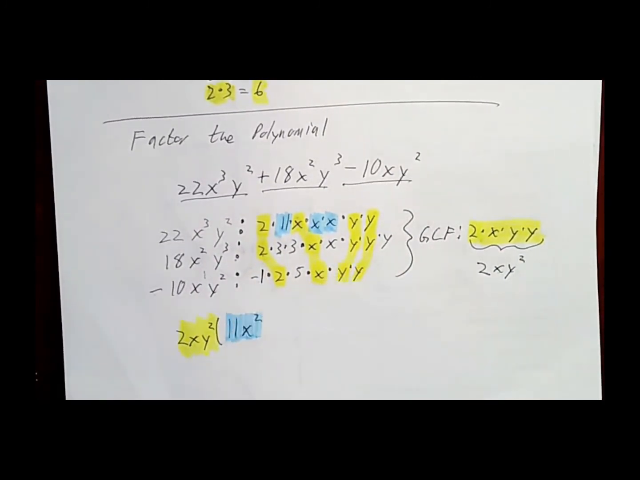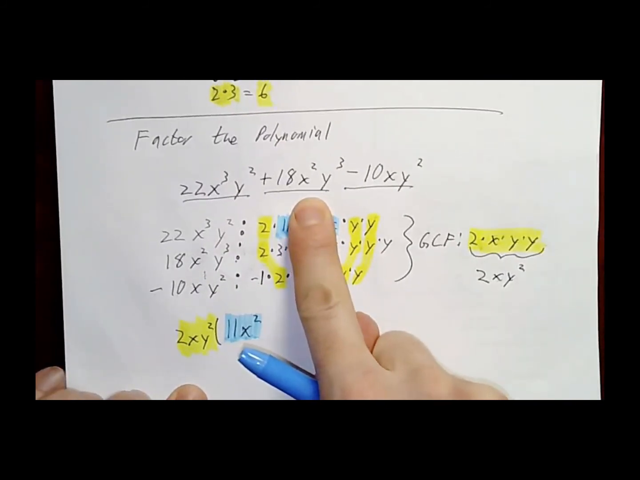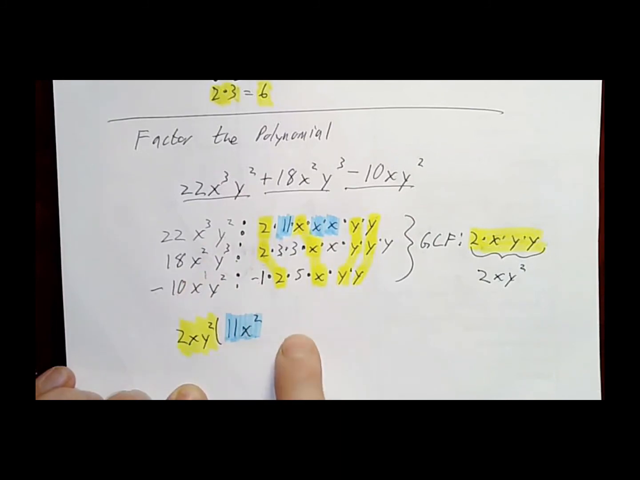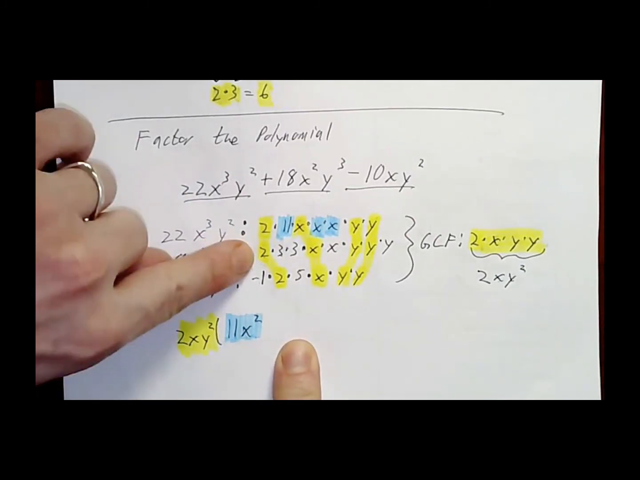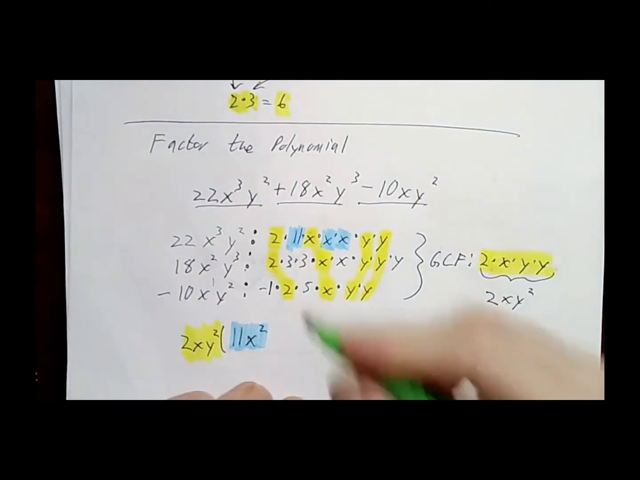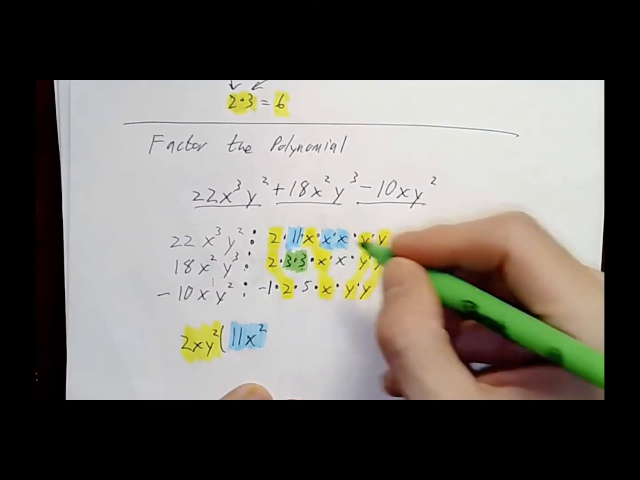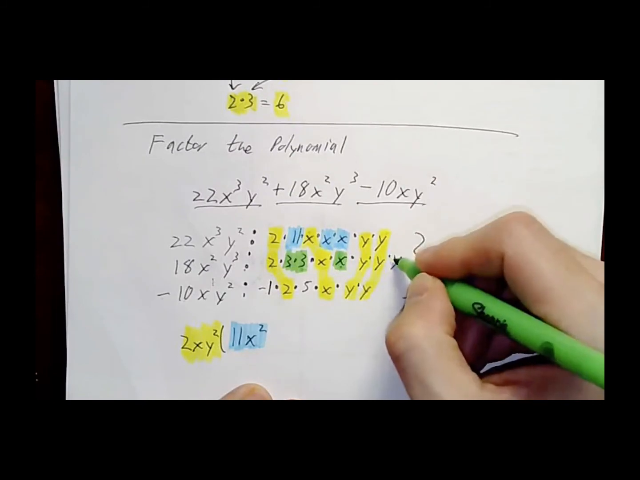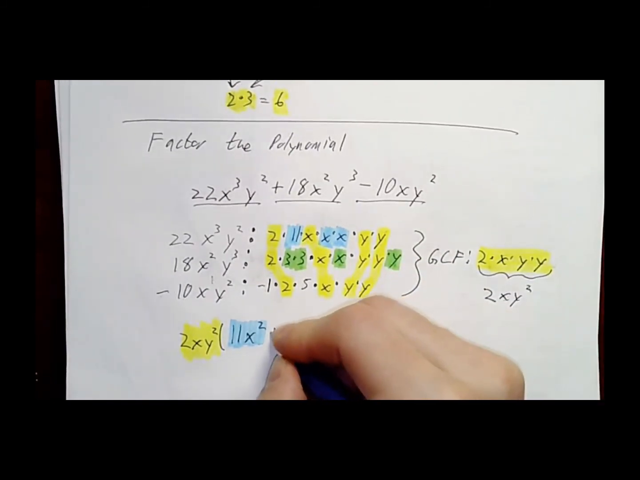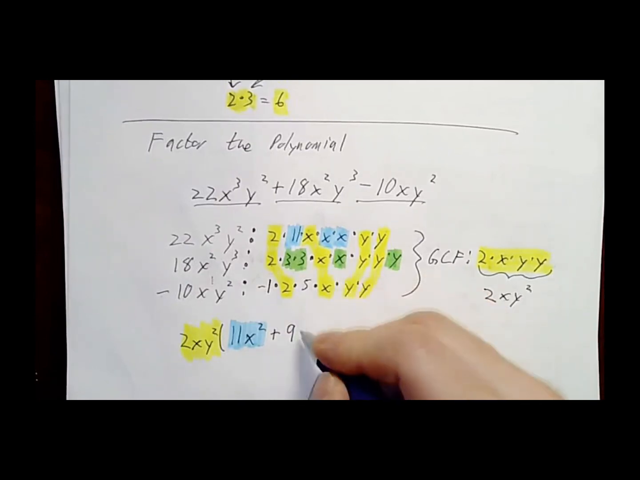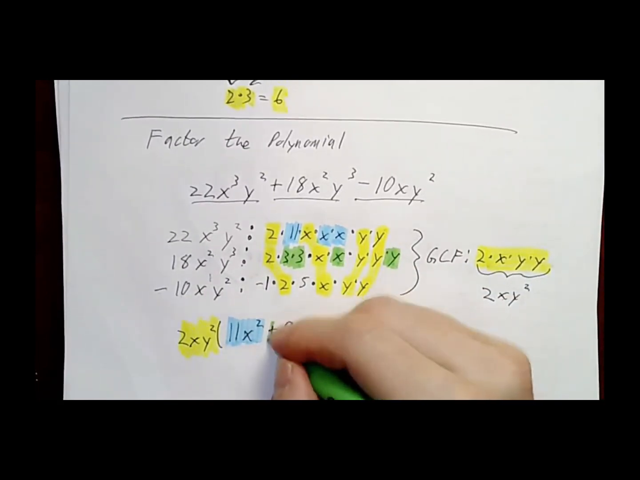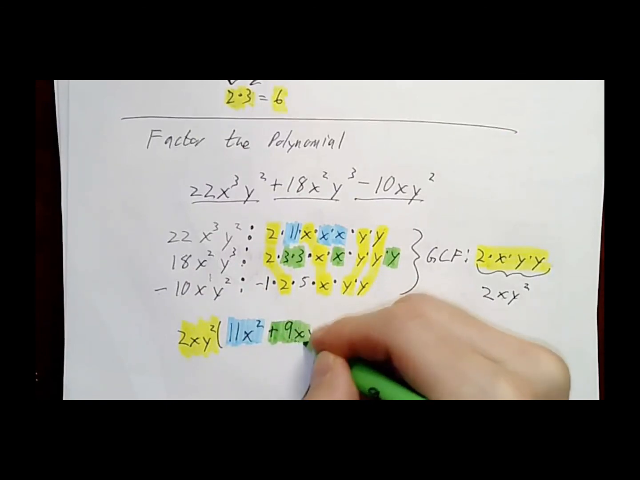That's my first term. My second term was 18x squared y cubed. So I'm going to take this 18x squared y cubed. It's going to go here again, but without the yellow highlighters. So what do I have left? I have 3 times 3, which is 9, times x times y. So that's plus 9 times x times y. So that's 9xy. Again, I'm getting that from all of the green highlighter.